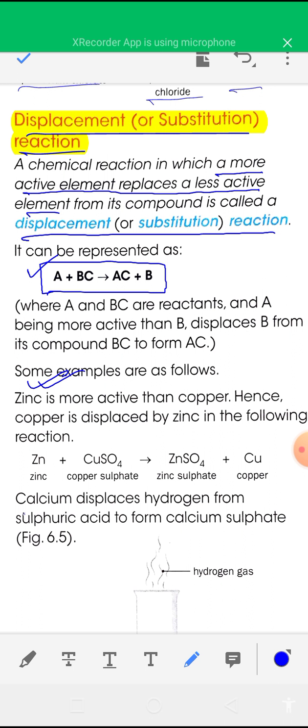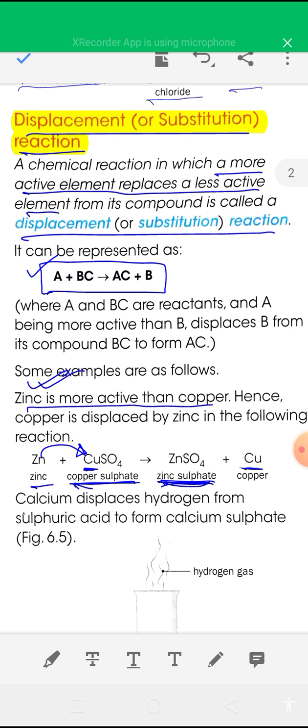When zinc metal is dipped into copper sulfate solution, as zinc is more reactive than copper, zinc displaces copper from copper sulfate. The products are ZnSO4, zinc sulfate, and copper.